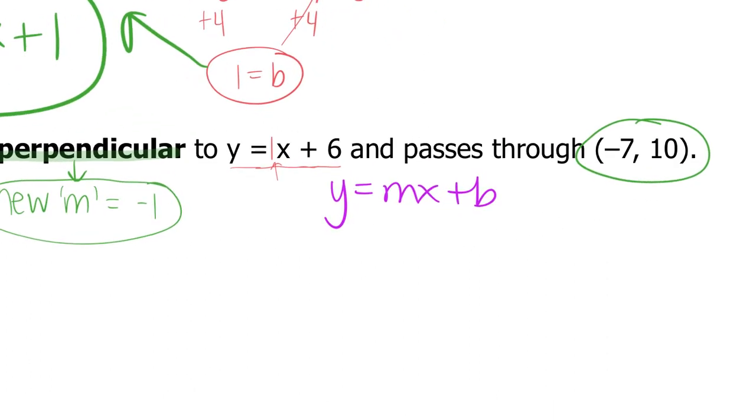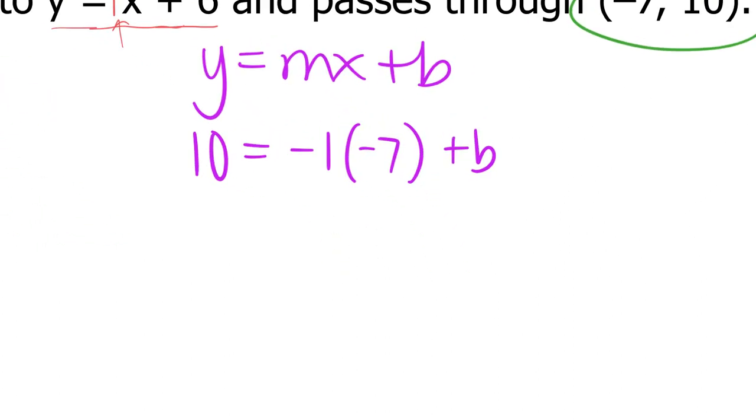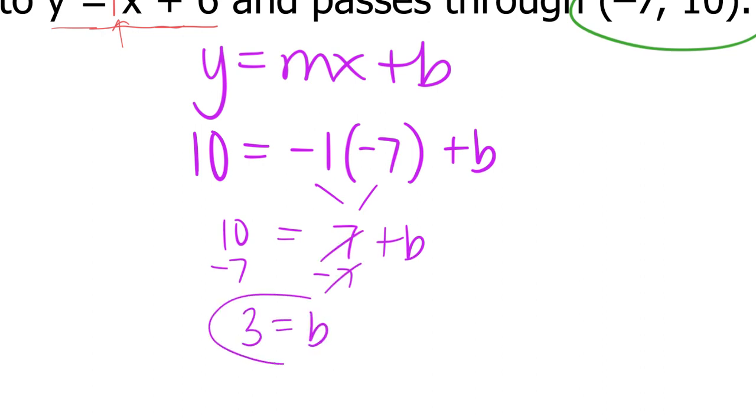All right, so here we go. The y is 10. So I'm going to put 10 equals, and then our new slope is -1 times our x value, which is -7, and then plus b. And then we'll go ahead and solve this out. So -1 times -7, that's +7. And then we would bring all of this down. Now we can take away the 7 from both sides. So b equals +3.